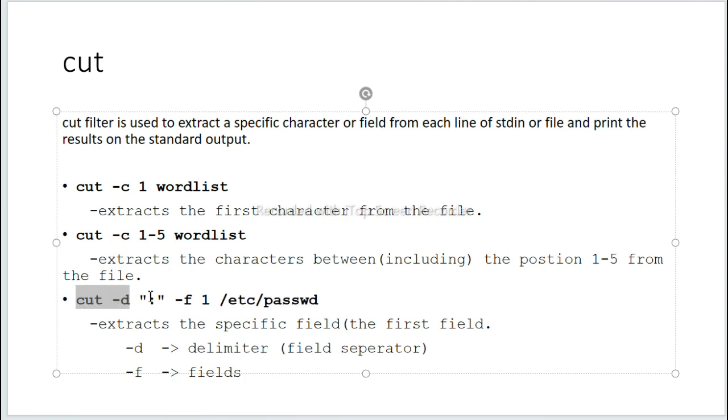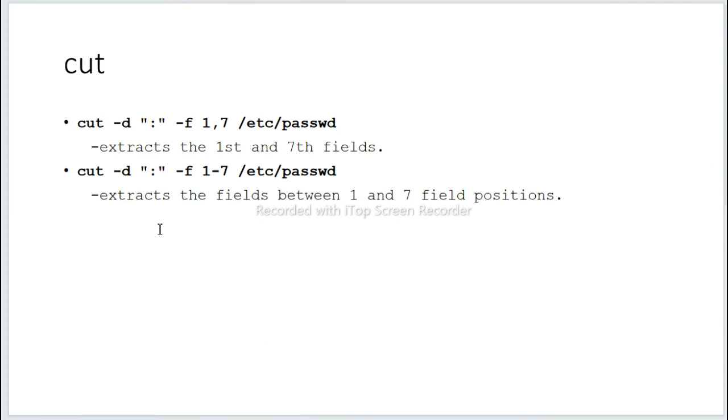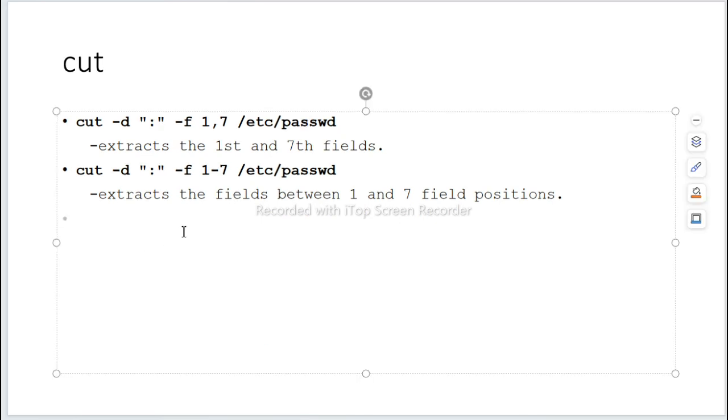So this syntax is generally used to extract a particular field from the file, and if each field is separated by a delimiter such as a colon, then we can use this syntax. Suppose I'm interested in specific fields of the file, then I can use this particular syntax. In this syntax, I'm extracting the first and the 7th field from the file /etc/passwd. And once again, if I'm interested in the fields from 1 to 7 from the file /etc/passwd, then I can use this syntax. So let us see this in practical.